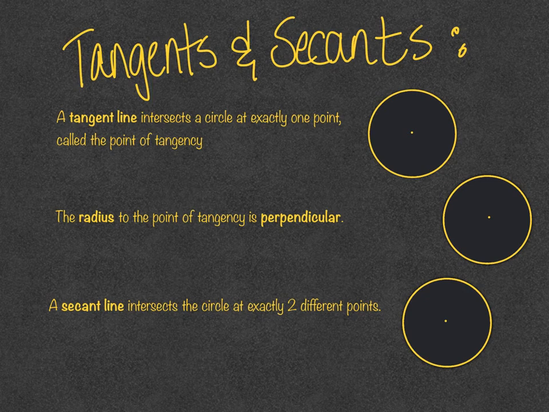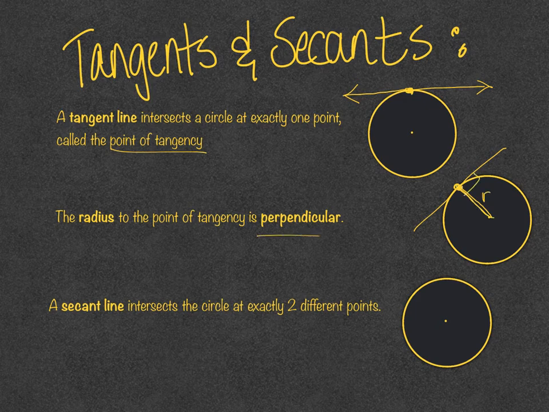Great, so let's just do a recap of what we've been talking about. Okay, so a tangent line intersects a circle at exactly one point. So I'm going to draw a tangent line right here and have it intersect the circle at exactly one point. That point is called the point of tangency. When you draw a tangent, and the radius is drawn to the point of tangency, we know that the radius and the tangent line are going to be perpendicular. That means they make a 90-degree angle.